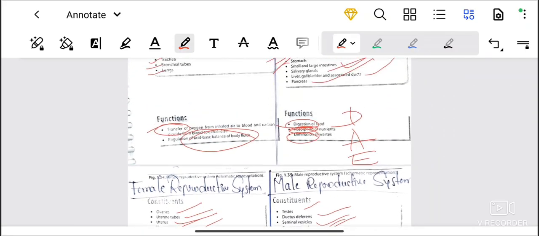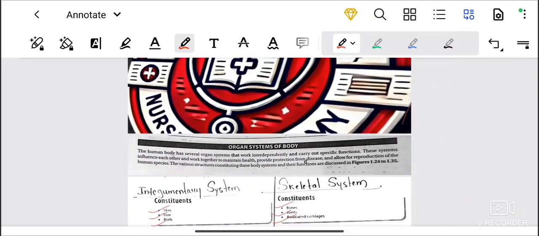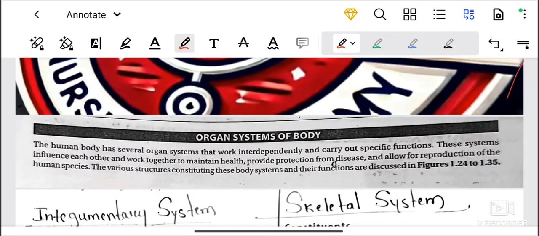This is about the organ systems of the body. In this video we will discuss only this much, and in part 3 we will discuss the skeleton, which will be conducted in the next part.